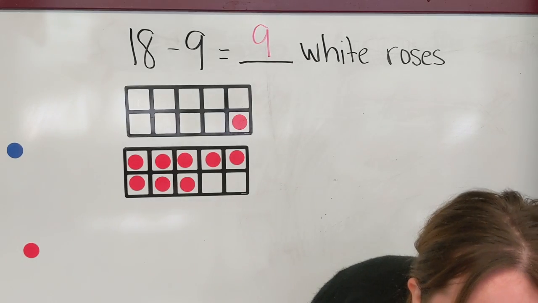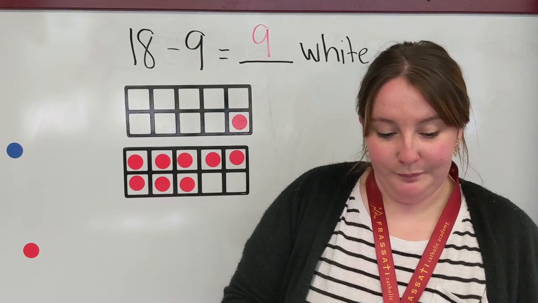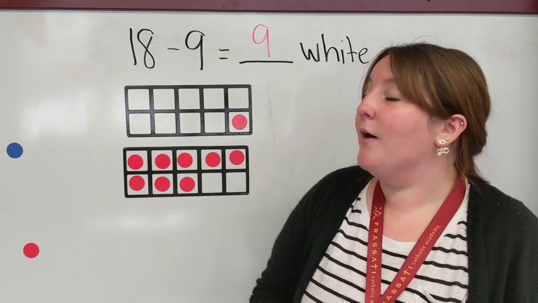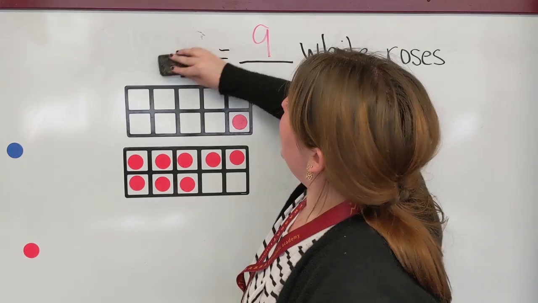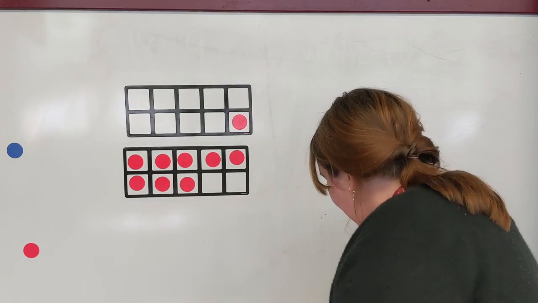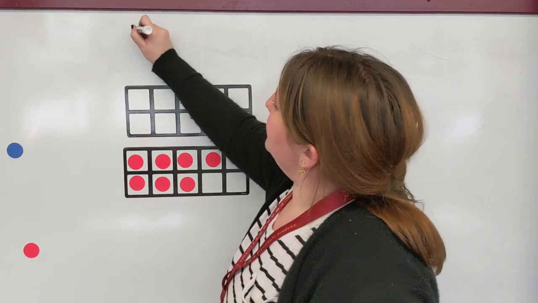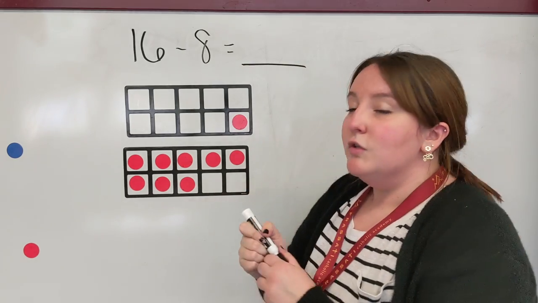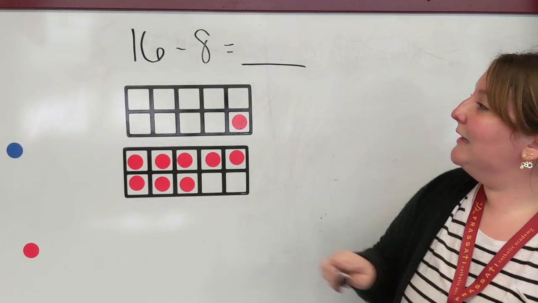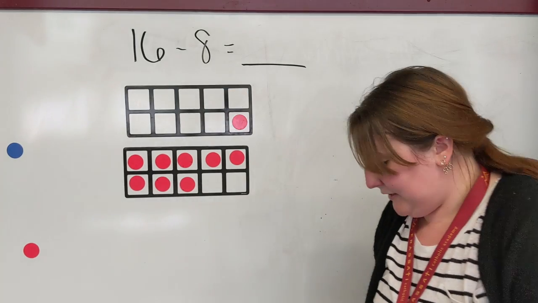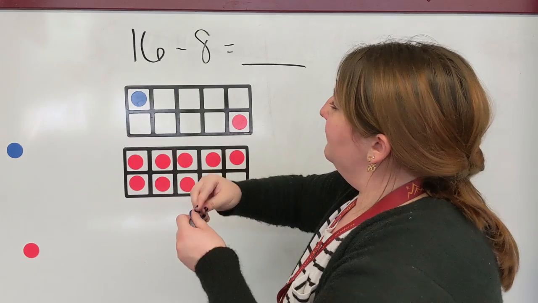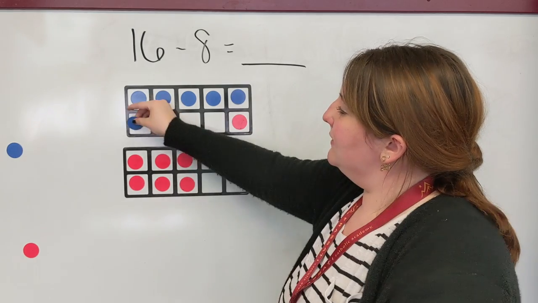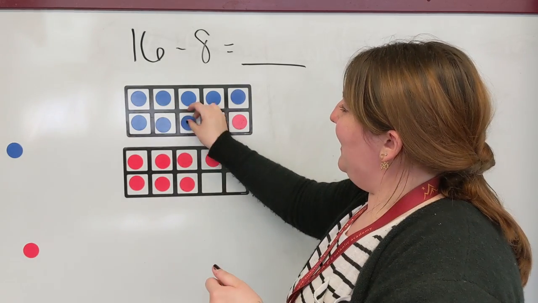Let's take a look at number 2. It says, how can you make a 10 to subtract 16 minus 8? So this time we have 16 minus 8. So, using our counters, let's show our 8 in the top tens frame. 1, 2, 3, 4, 5, 6, 7, 8.